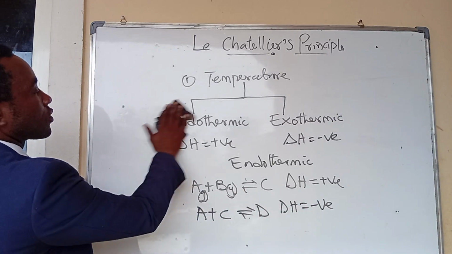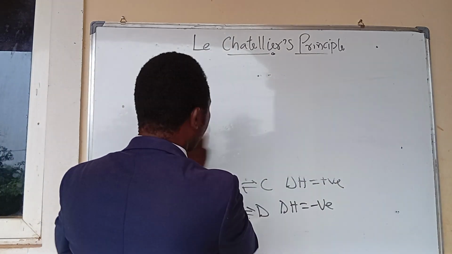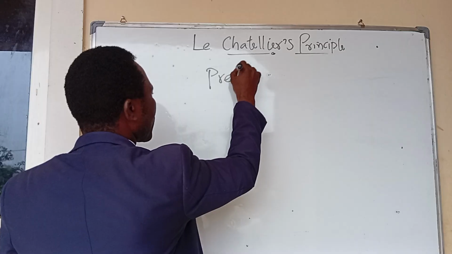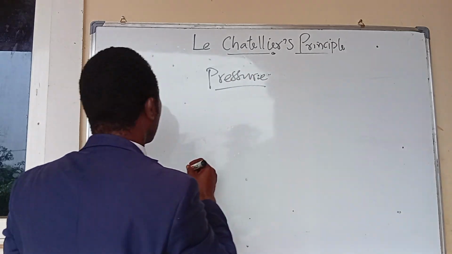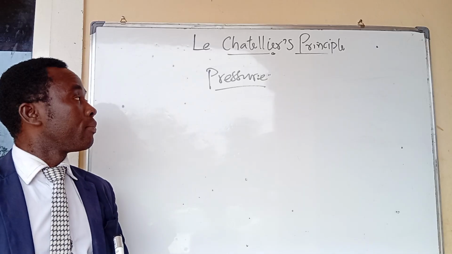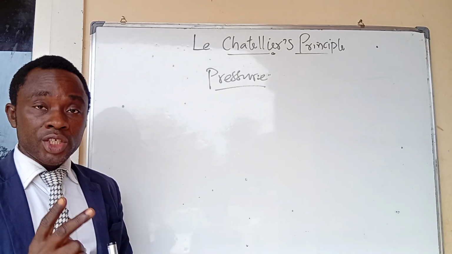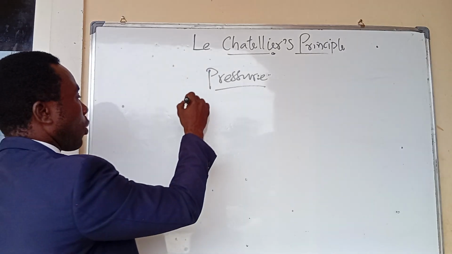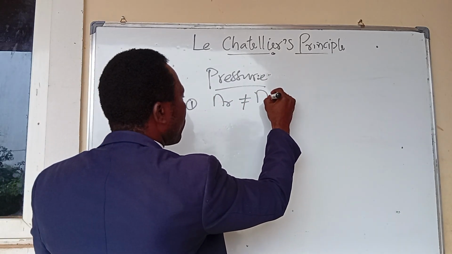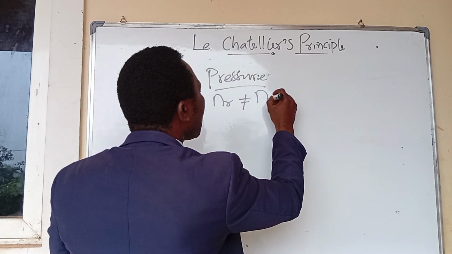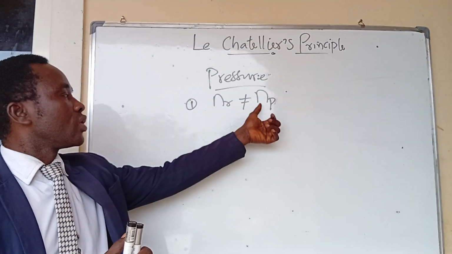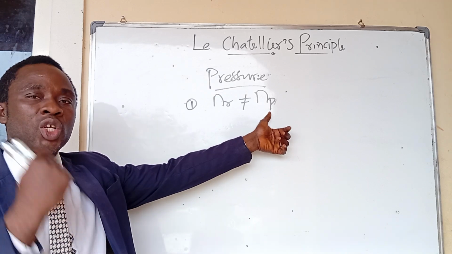Now, having seen how temperature affects equilibrium position, let us go to pressure. How does pressure affect equilibrium position? For pressure to affect equilibrium position, there are two conditions that should be met. Number one is that the number of moles of reactant must not be equal to the number of moles of product. Anytime the number of moles of reactant is equal to the number of moles of product, pressure will have no effect on that reaction.